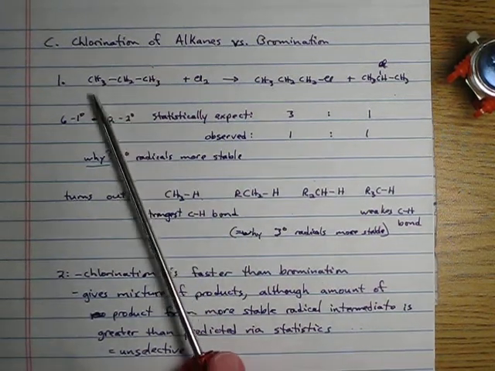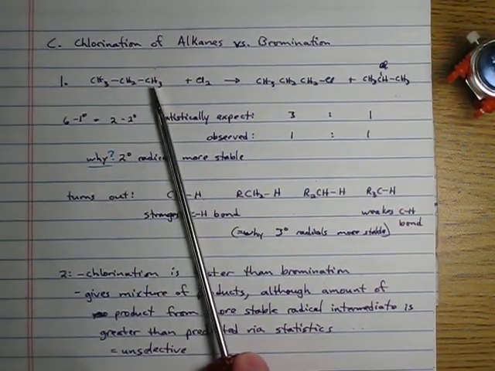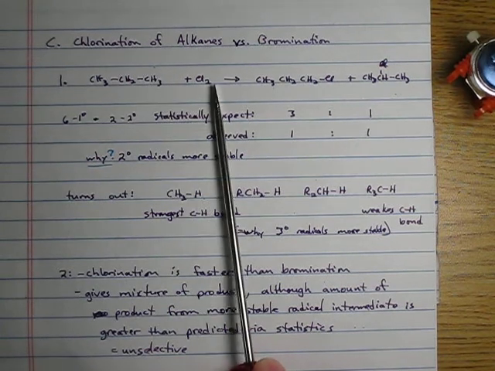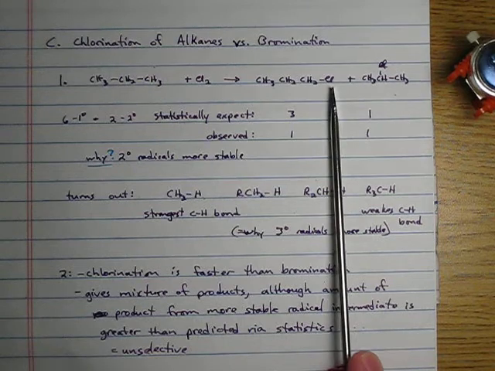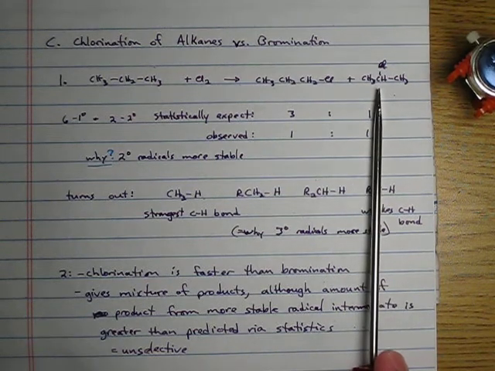So we're going to start with propane, CH3, CH2, CH3. Note if we're looking at monochlorinated products, because we're going to put chlorine in, there are two possibilities. We could put the chlorine at the end, or we could put the chlorine in the middle.